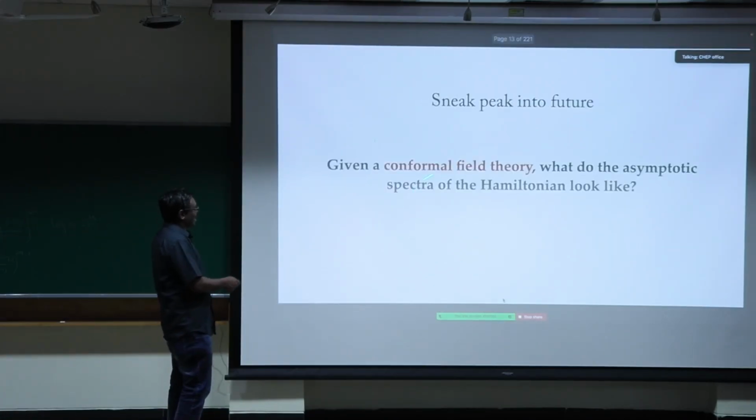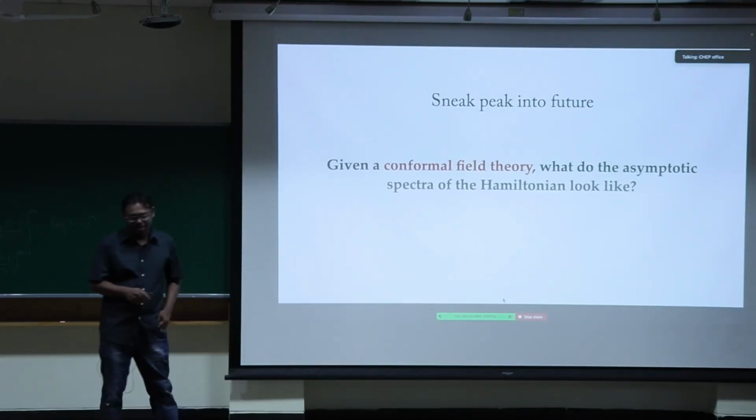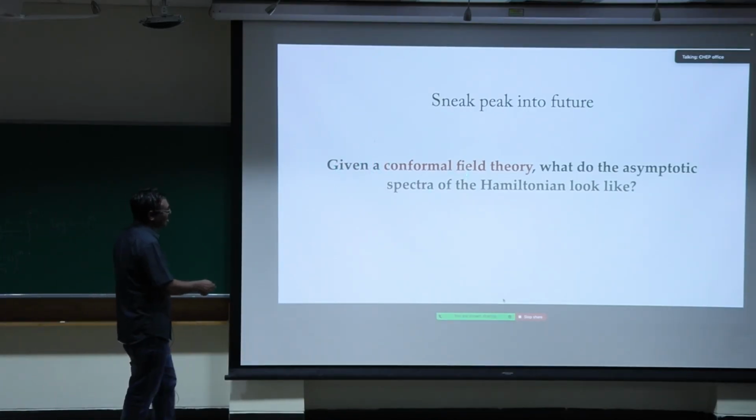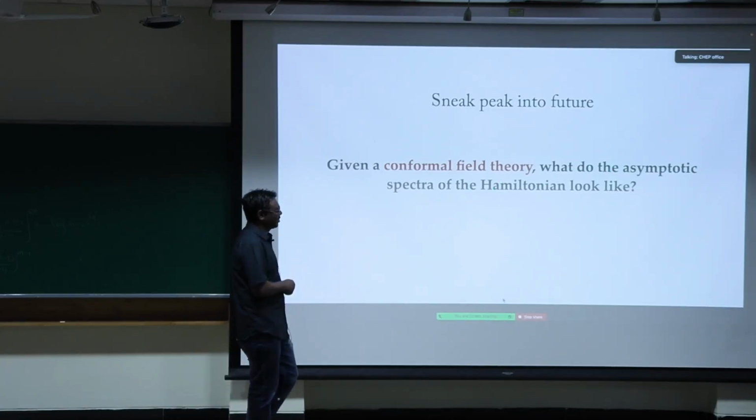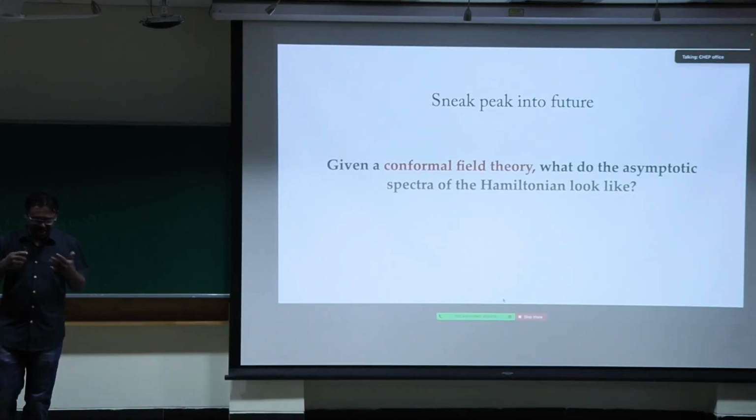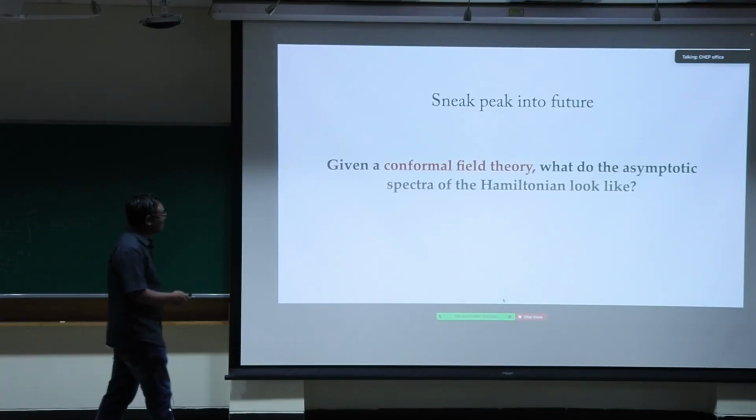Now, there is a sneak peek into the future. In particular, we will be answering this question in the context of conformal field theory. So to narrow down our scope, we will ask, given a conformal field theory, what do the asymptotic spectra of the Hamiltonian look like? You should keep this question in mind. Later on, we will come back to this.